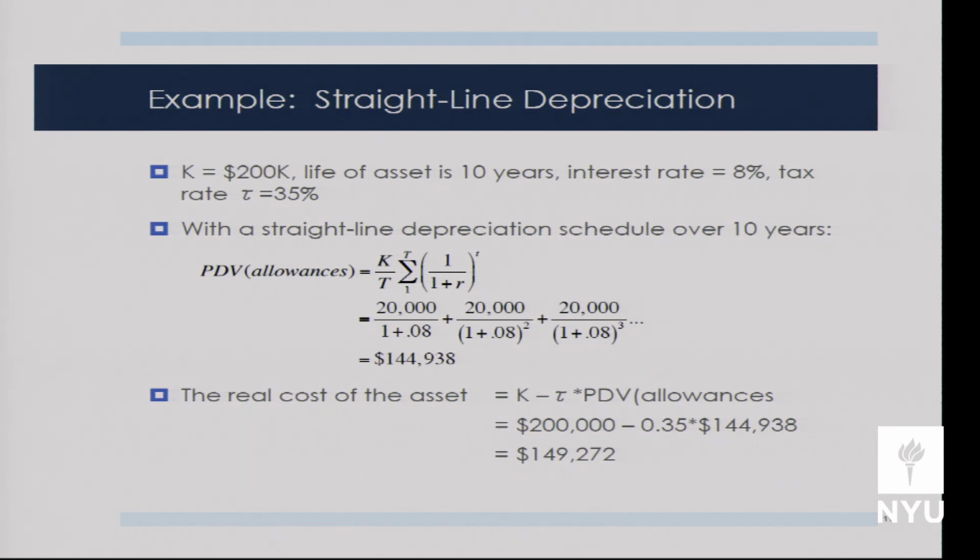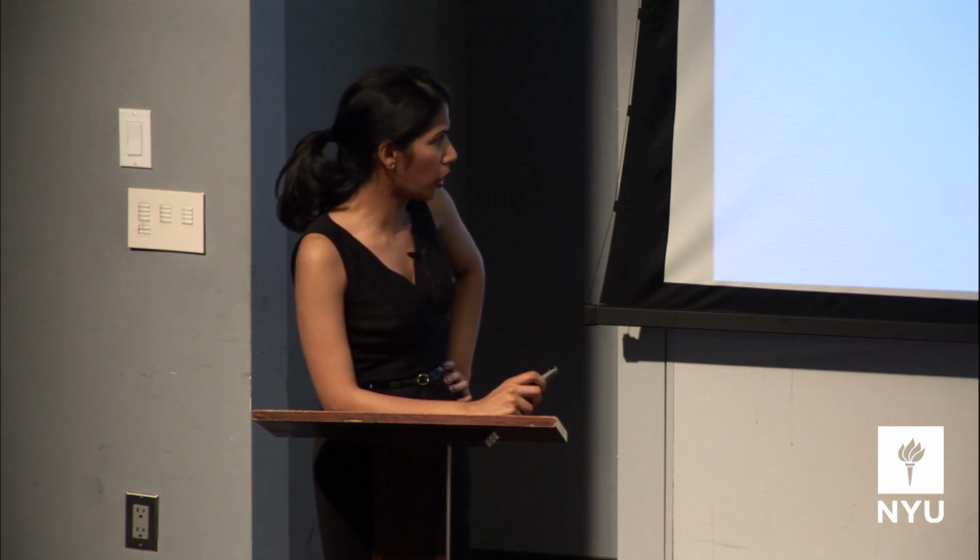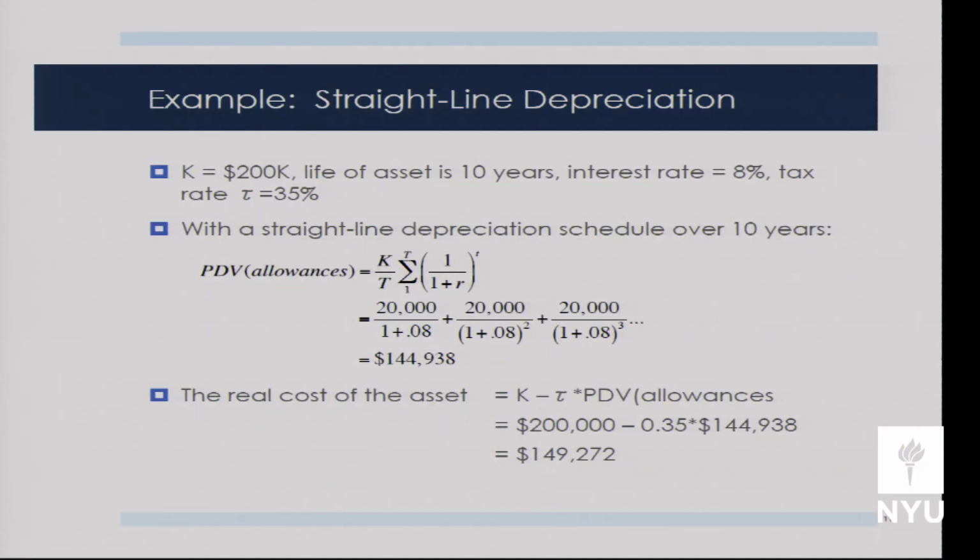The tax savings is the product of the PDV of the allowances and the tax rate tau. So the $200,000 asset earns the firm depreciation allowances worth $144,938, which saves them that amount times 35% in taxes. So the cost of this item after tax is $200,000 less the product of 35% and $145,000. So it turns out to cost the firm roughly $149,000 after tax. Is it clear to everyone why I multiply the PDV of the allowances by tau here? Yeah. Okay, good.